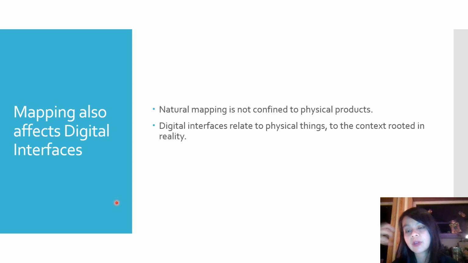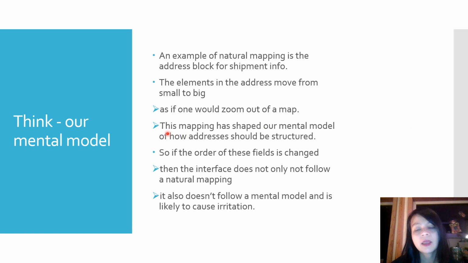So I've only talked about physical things. Now, natural mapping is not just confined to physical products. Digital interfaces relate to physical things as well, to the context rooted in reality. And this is where I'm going to start talking about our mental model. Okay, so an example of natural mapping is the address block for shipping information. For example, when you're making a purchase online, at some point maybe you have to enter your address, right, in the shipping information. And usually you get a form and you fill out your address.